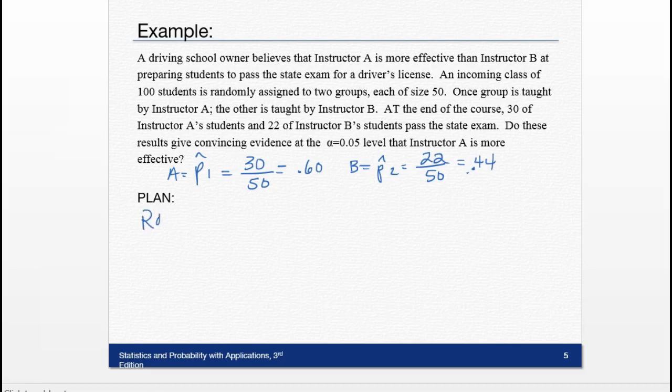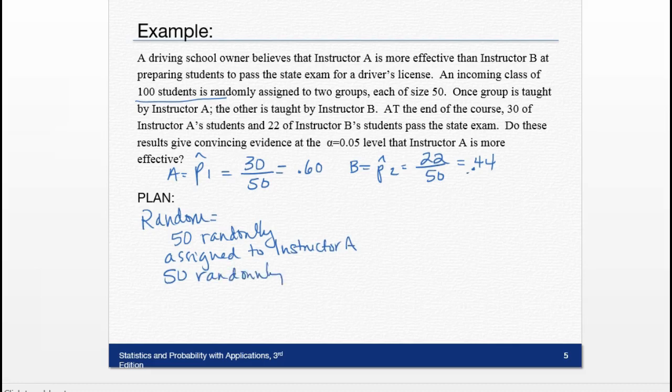But first, let's do random. Okay, we had an incoming class of 100 students. So 50 were randomly assigned to Instructor A, 50 randomly assigned to Instructor B.